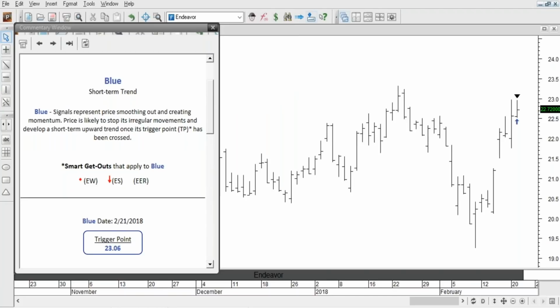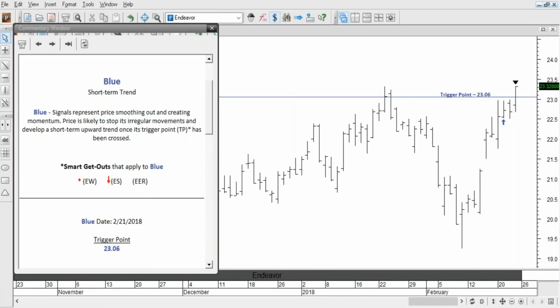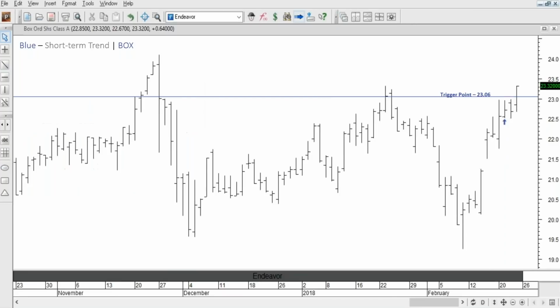The trigger point in this example is 2306, which I'll label on the chart with a blue line. Now I'm going to move us forward in time. You can see that 2 days later, price crosses the trigger point. So we know it's safe to enter the trade. And price should make a short-term upward trend.